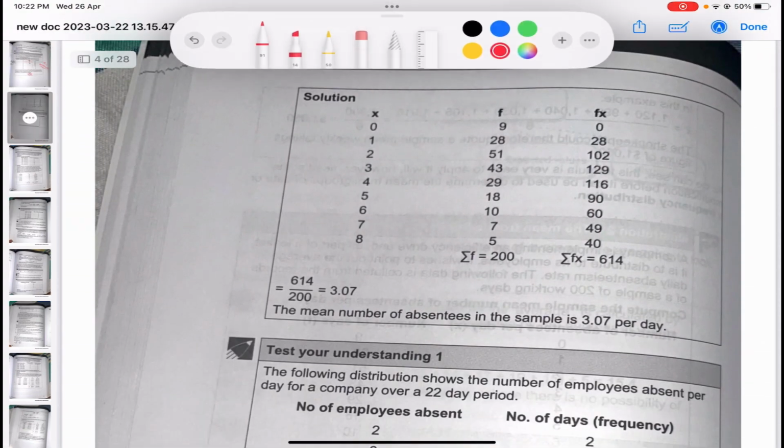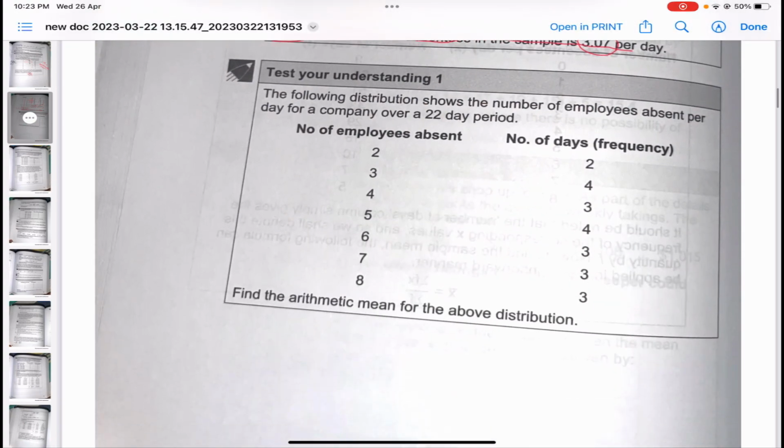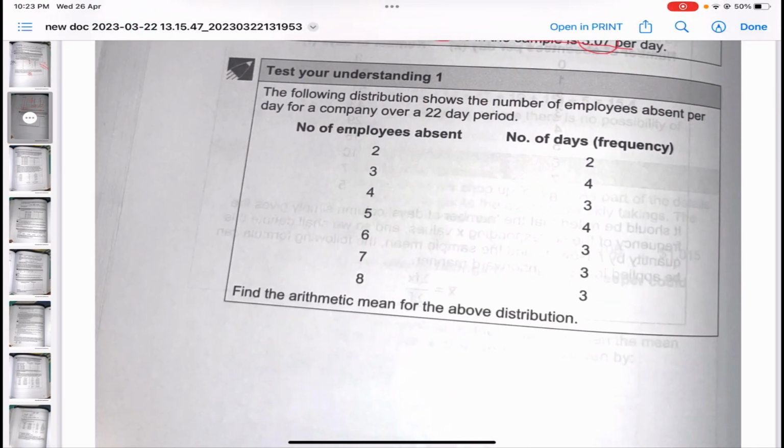So solution: x given in the question, f given in the question, fx, you are just multiplying the corresponding values. The total of fx is given over here, and the summation of f is also given over here. So you need to find these and then just divide them, and the mean number of absentees is 3.7 per day. Simple. Let's begin with my test to understanding number 1.